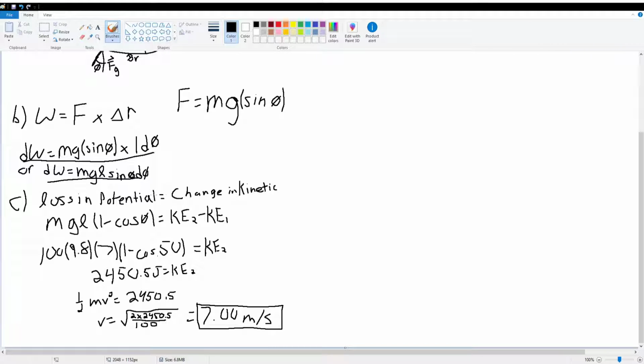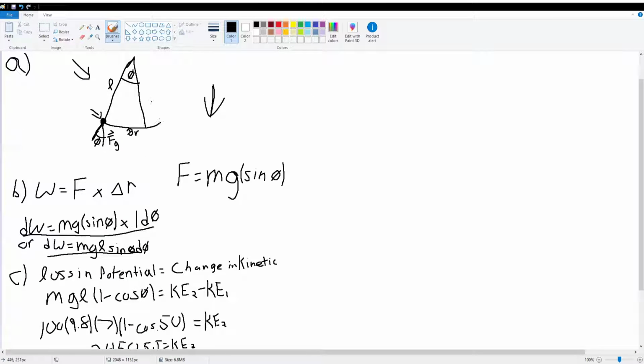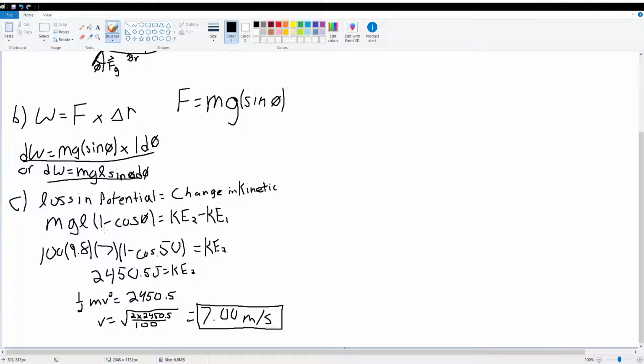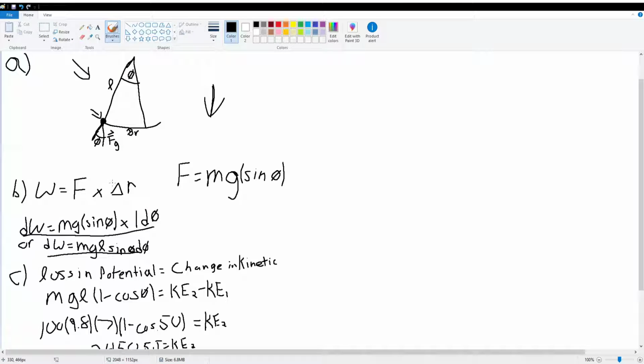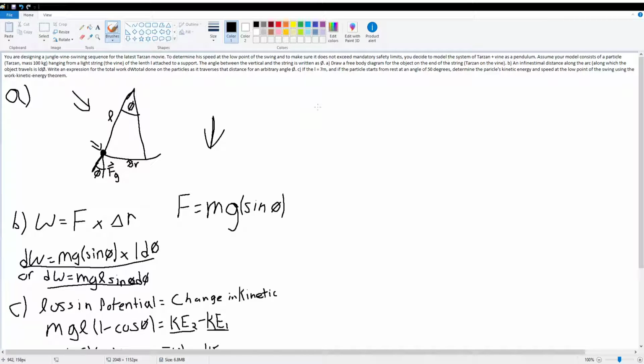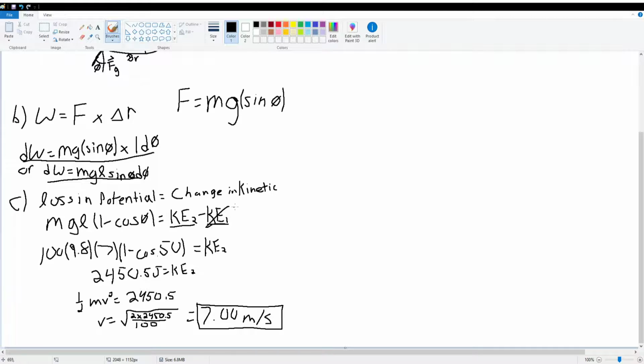And so our loss in potential is his mass times gravity times the length times 1 minus the cosine of the angle. And that is equal to the change in kinetic. And this is the final kinetic, and this is the initial kinetic. However, the problem specifically states it starts from rest, so the initial kinetic is 0. So this is not even important anymore.